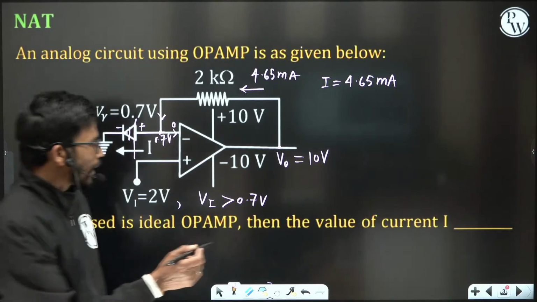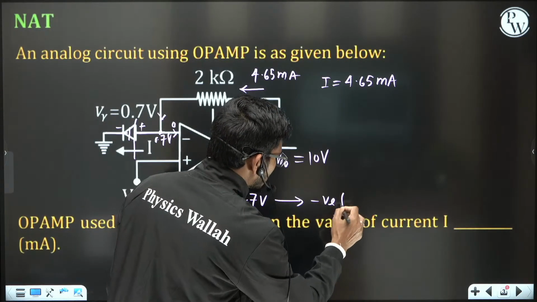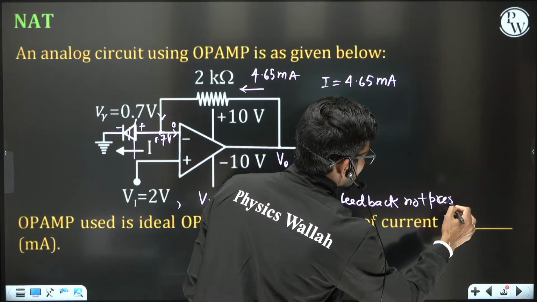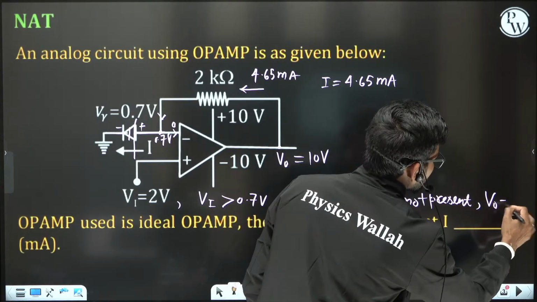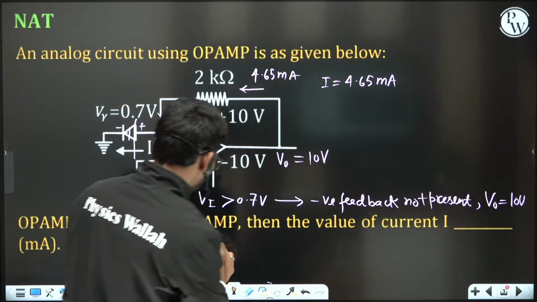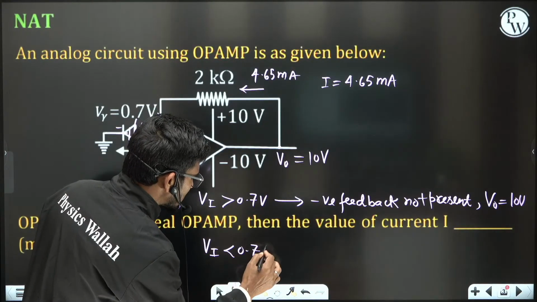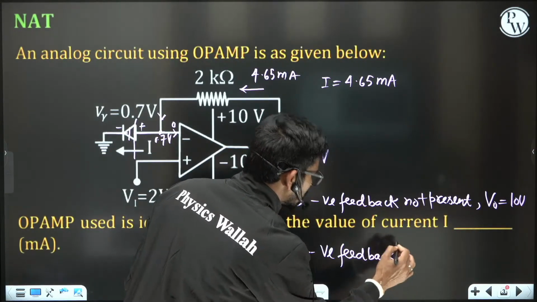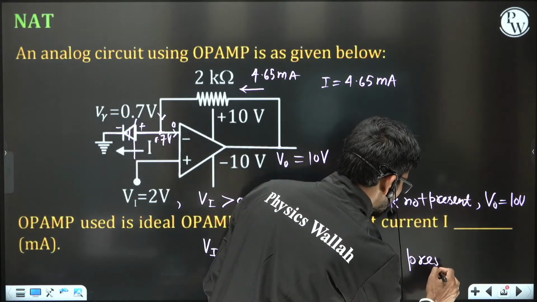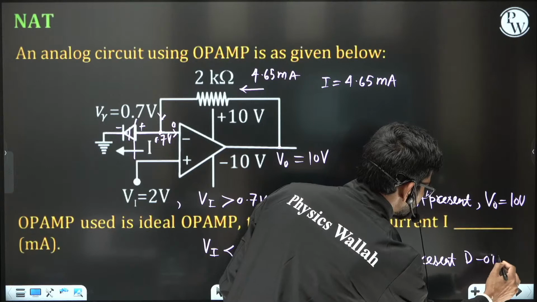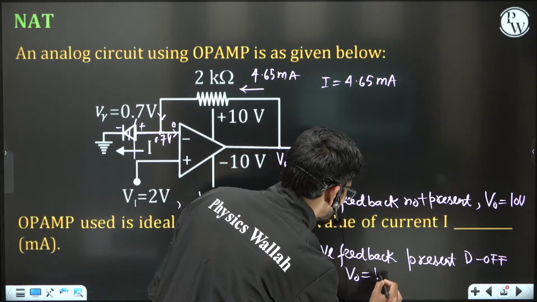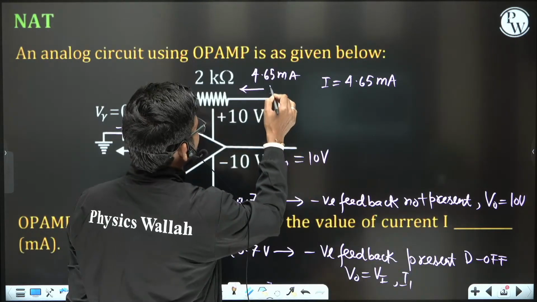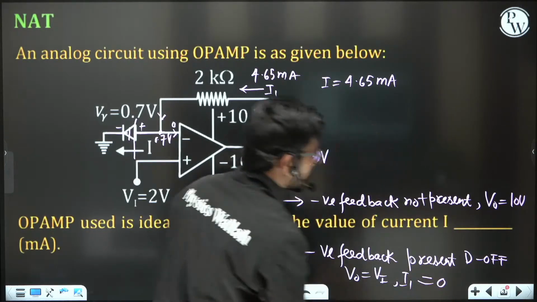Okay, so when negative feedback is not present, output V naught is 10 volt. And when Vi comes out to be less than 0.7 volt, then negative feedback is present, diode will be off, output V naught comes out to be equal to Vi, and this current I1 through the 2 kilo ohm resistance will be 0.